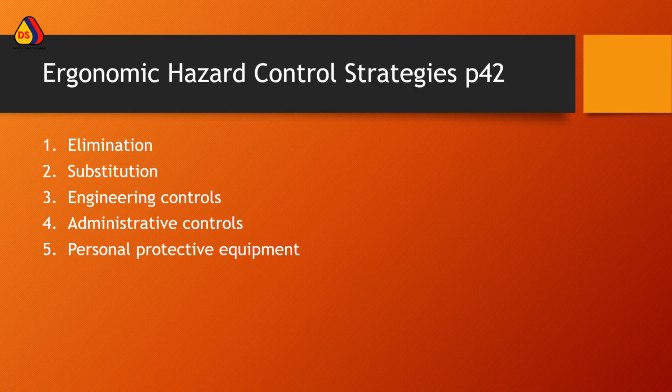Ergonomic hazard control strategies are: number 1, elimination; number 2, substitution; number 3, engineering controls; number 4, administrative controls; and number 5, personal protective equipment.